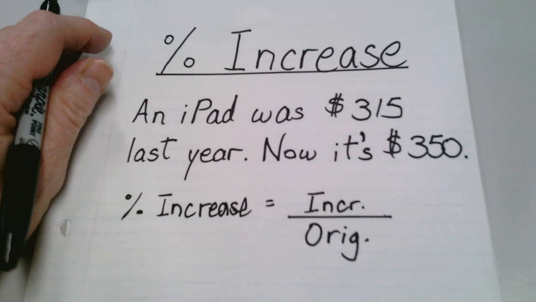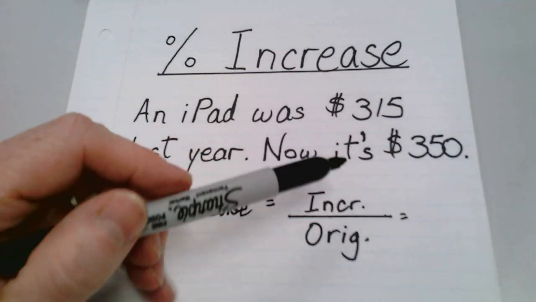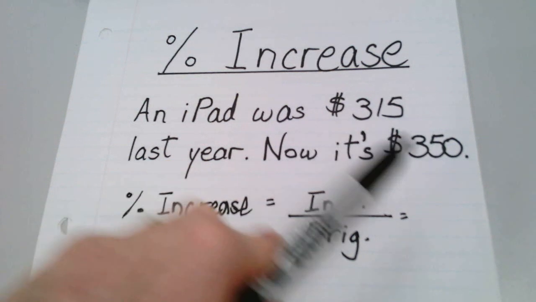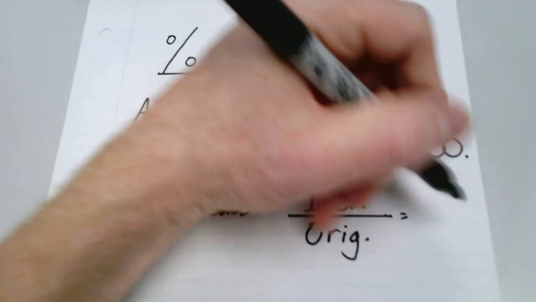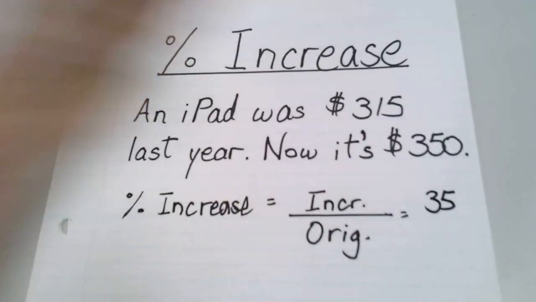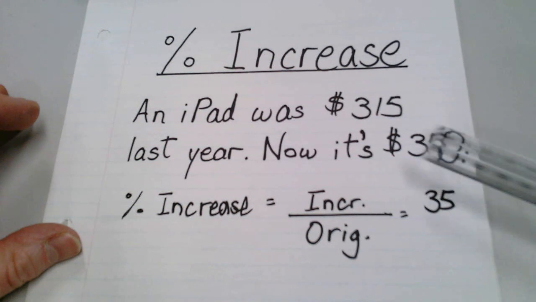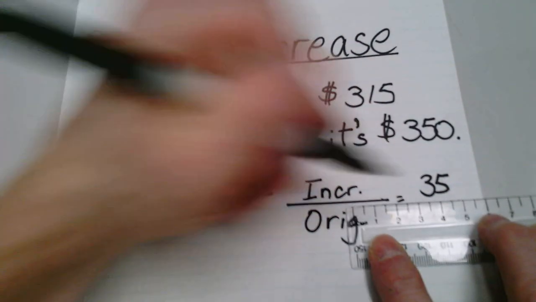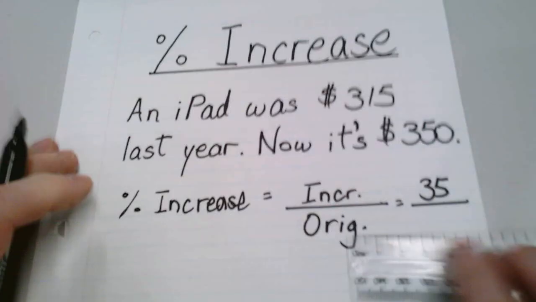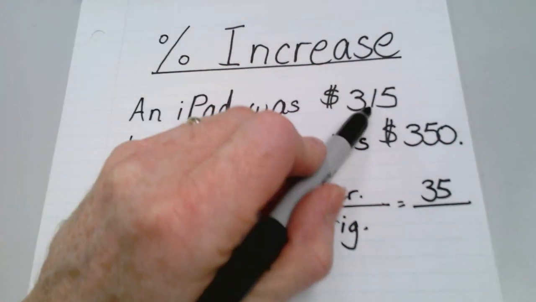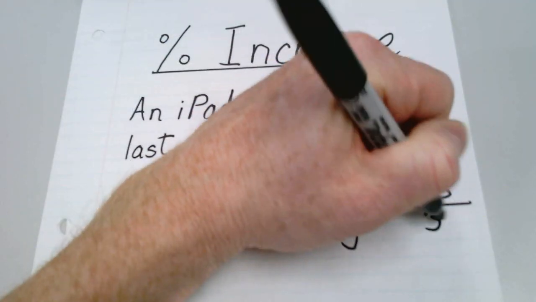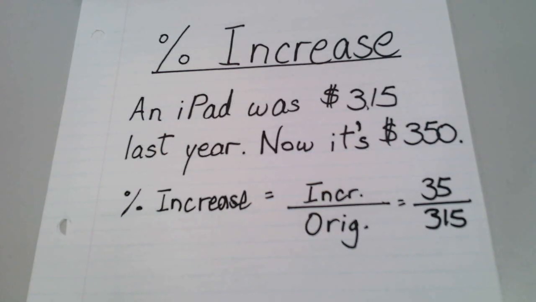We have to show what the increase is now. And in this question, it was $315 last year. Now it's $350, so it's gone up by $35. If you don't know how I got that, it would just be 350 minus 315. So it's increased 35. We put that number on the top. What was the original cost? The original was 315. That's how much it used to be. And at this point, we would divide in order to get the answer for it.